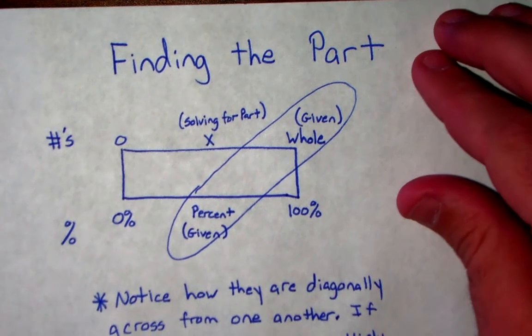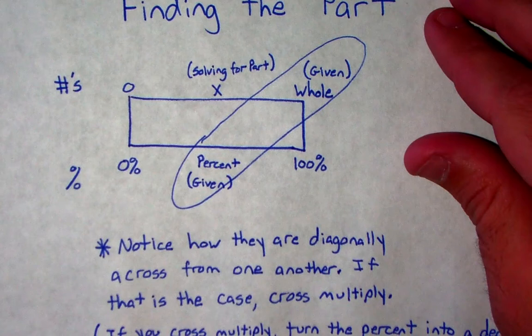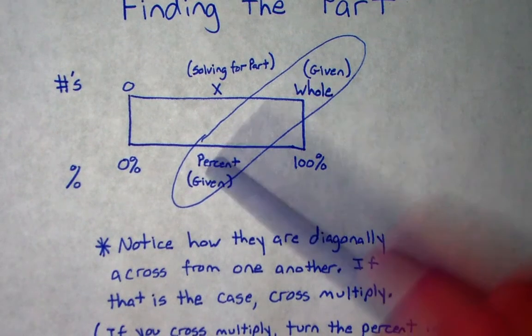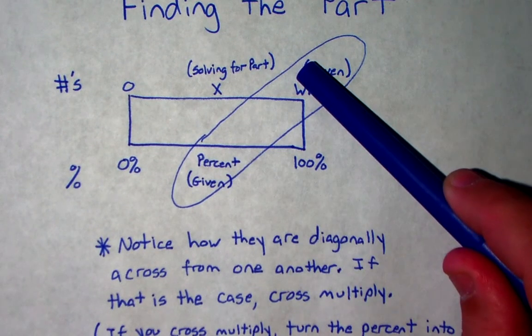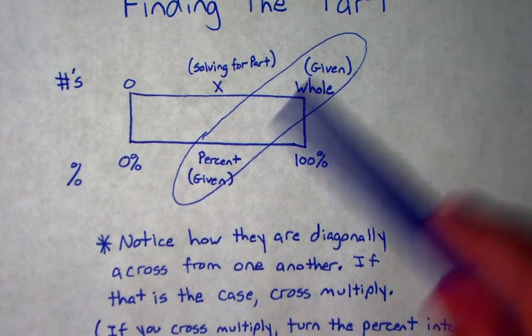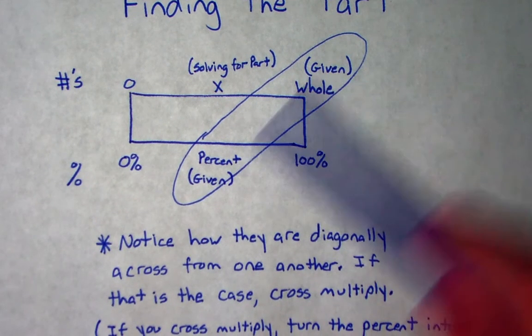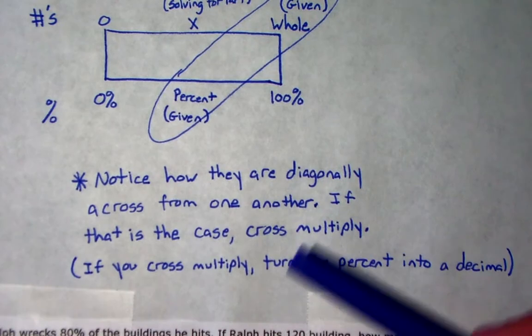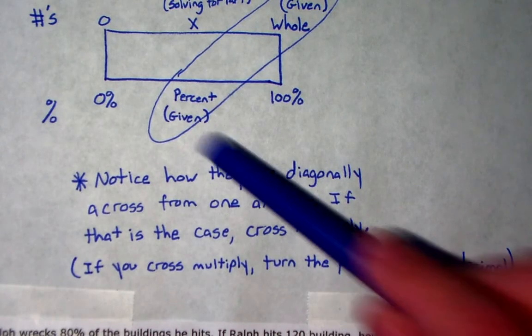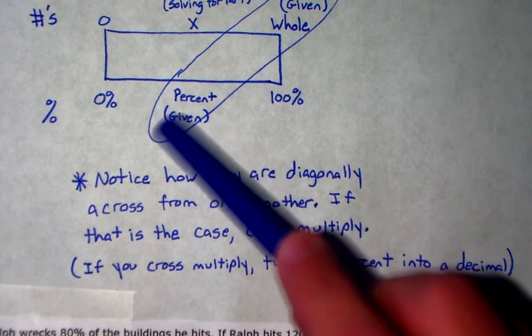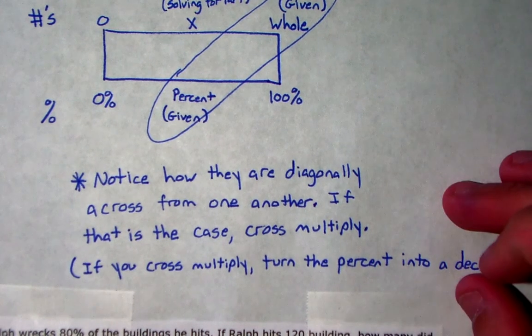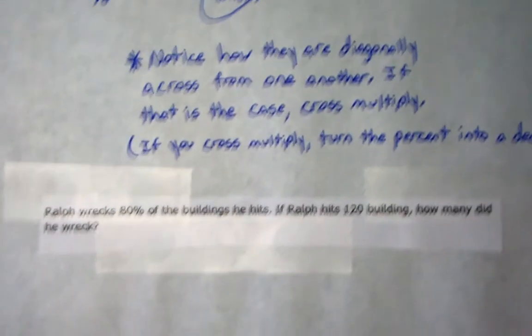Now I gave us some notes here. Notice how they are diagonally across from one another. If that is the case, cross multiply. And I gave you some other little notes here. If you cross multiply, turn the percent into a decimal first. Alright, so let's go ahead and do a couple of examples.